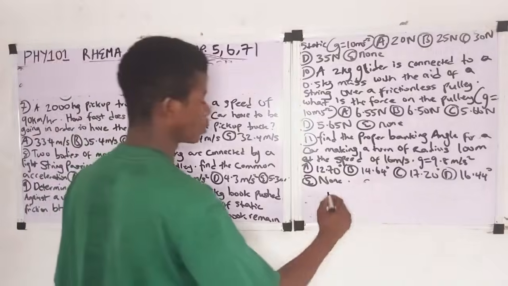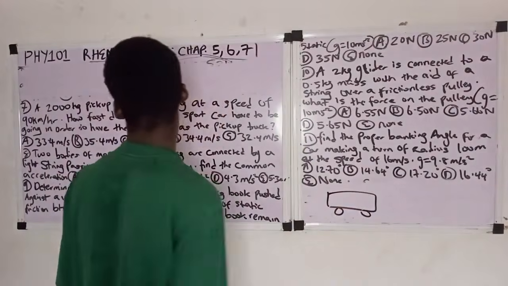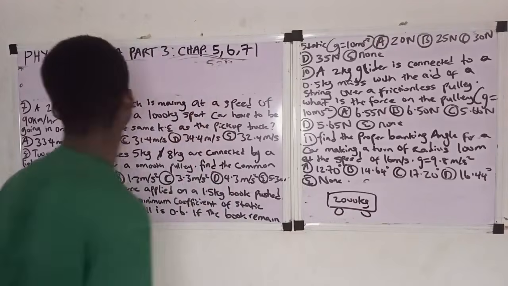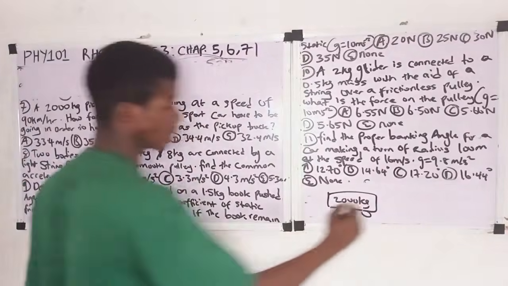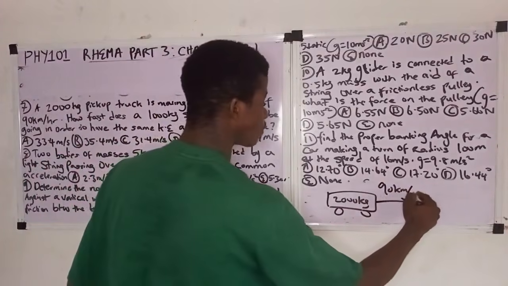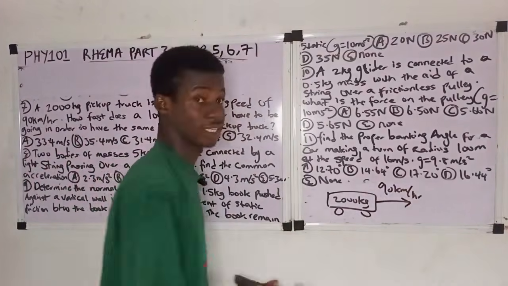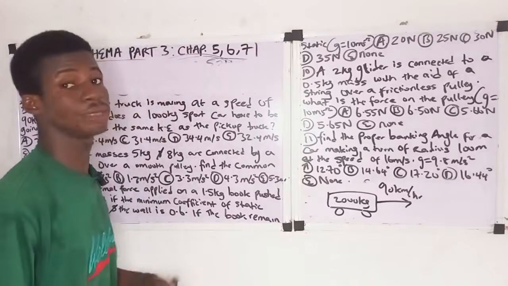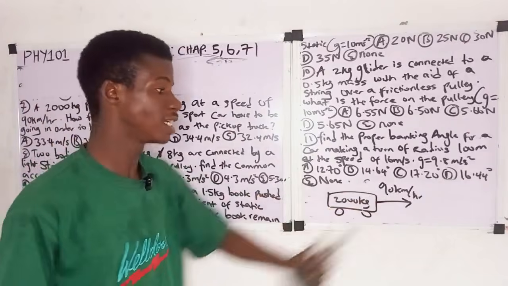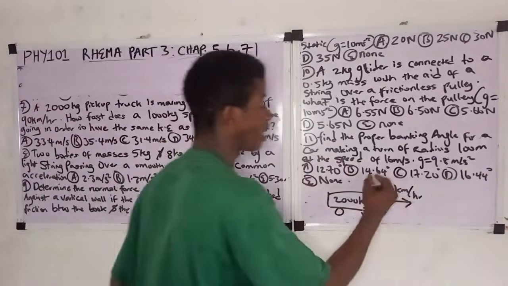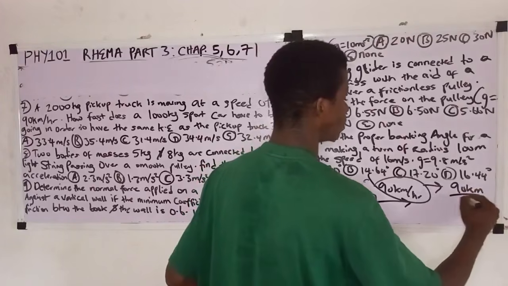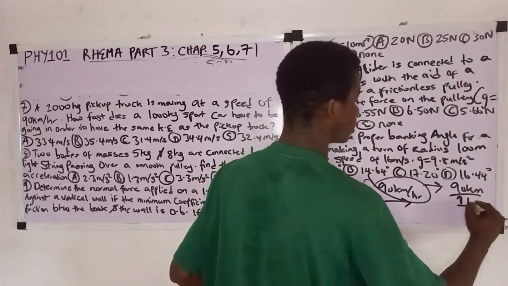Let's say this is a pickup truck. The pickup truck has a mass of 2000 kg, right? The pickup truck is moving at the speed of 90 km per hour, right? So let's convert this fast. To convert from kilometer to meter, multiply by 1000. So this 90 km per hour is 90 kilometer divided by 1 hour.